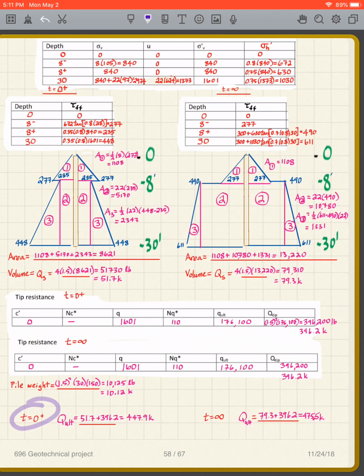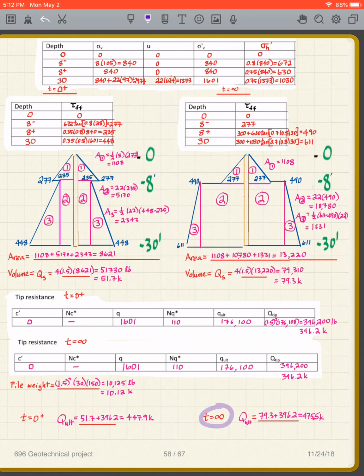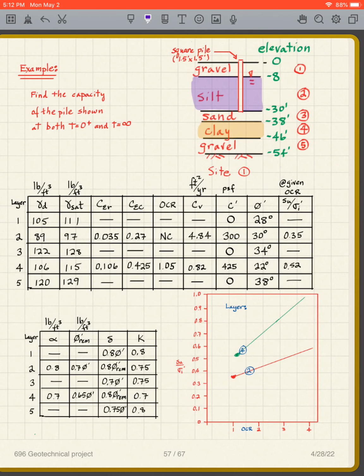But my Q ultimate at t equals 0 plus, what do I do? I add up the two numbers. I take this 51.7 and the 396.2, add them together, and I get 447.9 kips. That's for the t equals 0 plus. And then for the t equals infinity, I add up 79.3 and 396.2, and I get 475.5 kips. So that gives me the pile capacities under this particular situation where the pile goes down that far.